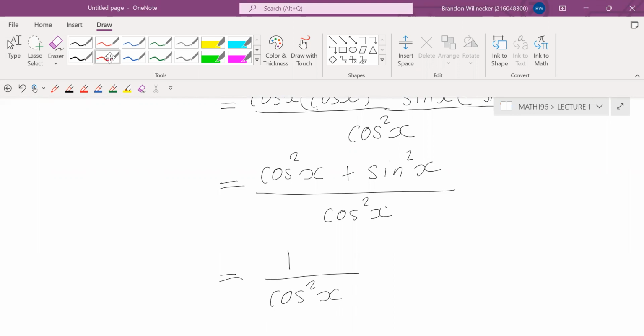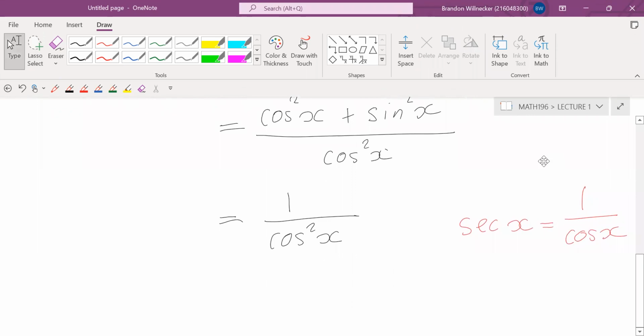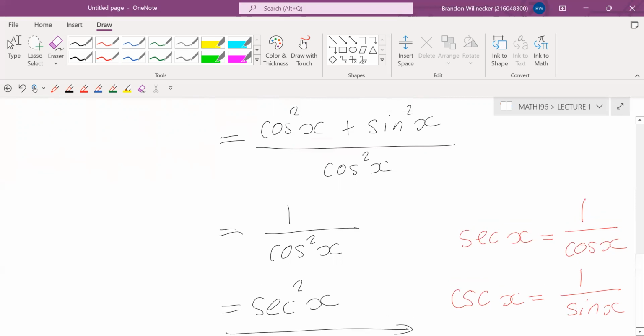Now, another identity is that sec of x is 1 over cos x. And just for completeness, let's put the other one. Cosec of x is 1 over sine x. So those are the reciprocals, but we just need the top one. So if 1 over cos is sec of x, then 1 over cos squared is going to be sec squared of x, which is exactly what we wanted to show.